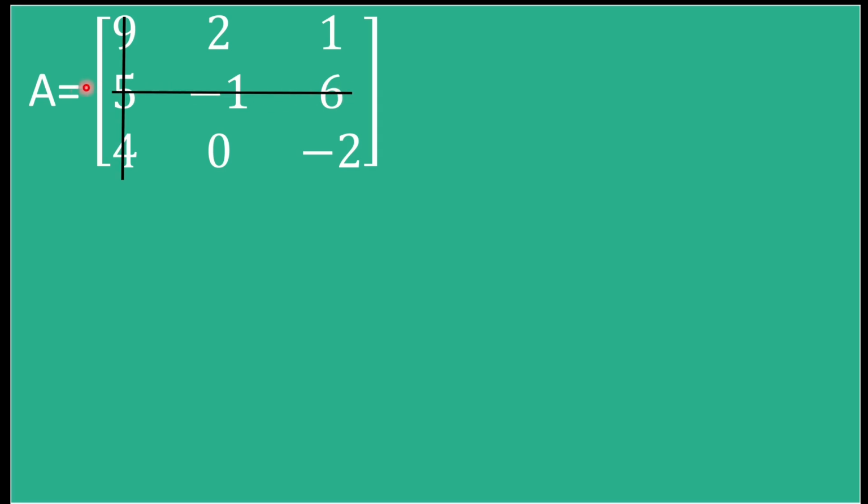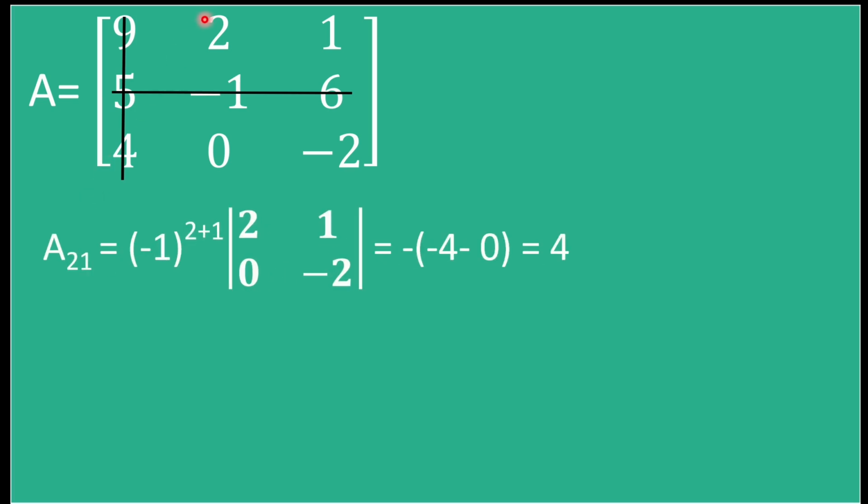So now we will eliminate this second row and first column. So now this will become 2 and 1, 0 and minus 2, and we will write here minus 1 power 2 plus 1, because of here 2 plus 1. So when we multiply minus 2 with 2, it will become minus 4, and this will become 0. So this minus will shift over here, so we will add minus over here. So minus minus when multiplied will become plus, and overall this will become plus 4.